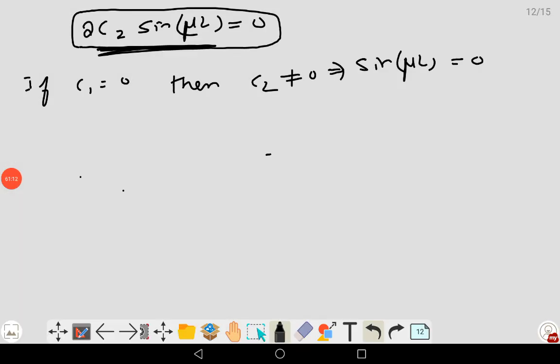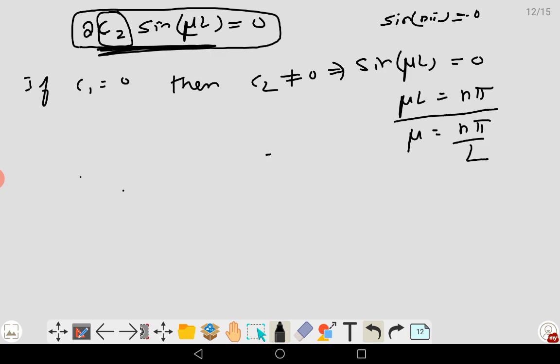Because here only two are possible. Either C2 is 0 or C2 is non-zero, isn't it? If C2 is 0, there is nothing. We will write off the case, no eigenfunction. But if C2 is non-zero, there is a possibility. Sin can be 0. Sin mu L is equal to 0. We know only sin n pi is 0 for all integer values of n, isn't it? Therefore, mu L is equal to n pi. Therefore, mu is equal to n pi over L. But we know mu square is lambda.